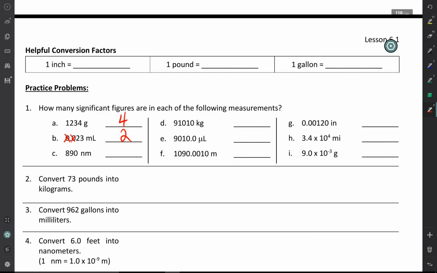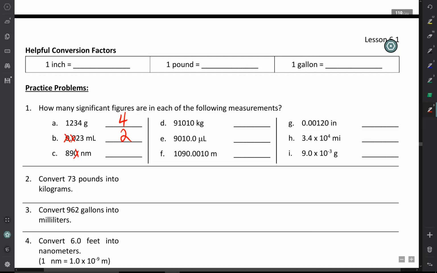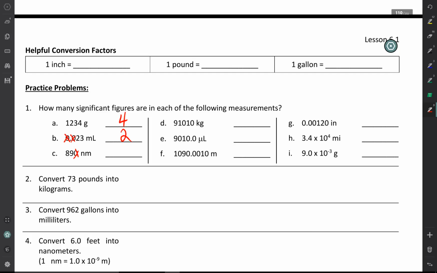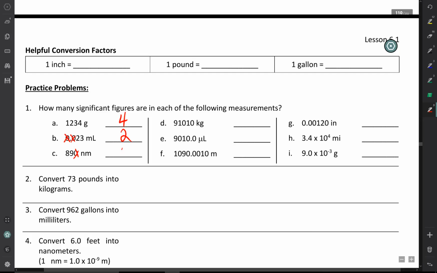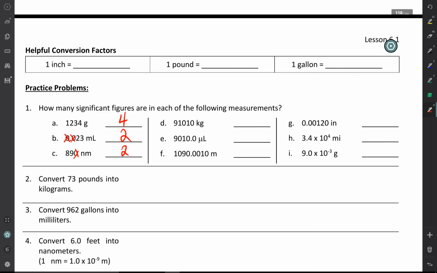The measurement 890 nanometers. Be careful on these. This 0 is technically not significant. It is not sandwiched in between non-zero digits, and there's not a decimal point anywhere. This is just 2 sig figs as well. Pause the video, see if you can figure out D through I on your own.